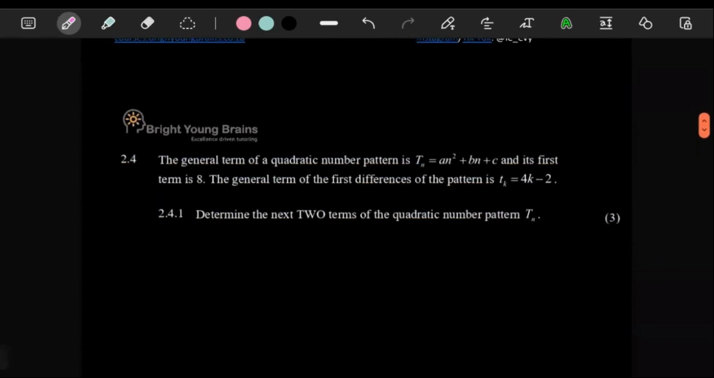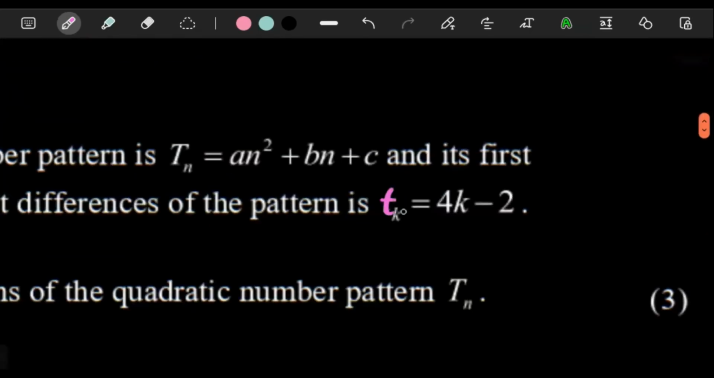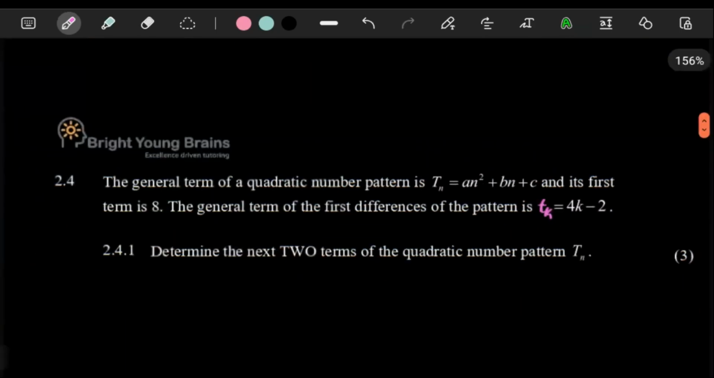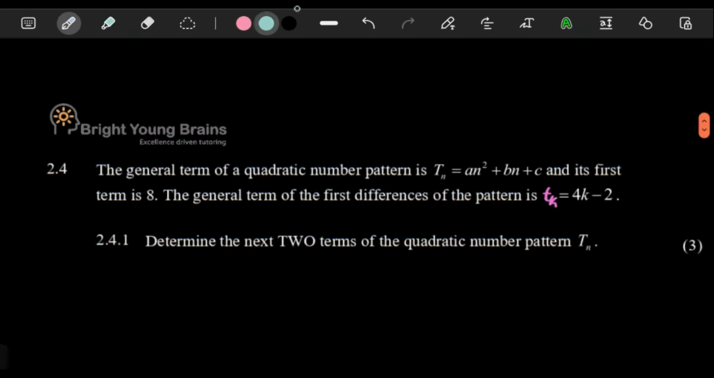2.4 says the general term of a quadratic number pattern is given by this, and its first term is 8. The general term of the first differences of the pattern is tk equal to 4k minus 2. For 3 marks, they say, determine the next 2 terms of the quadratic number pattern. This is the kind of question where you read it once and then you have to make a sketch or write stuff out.